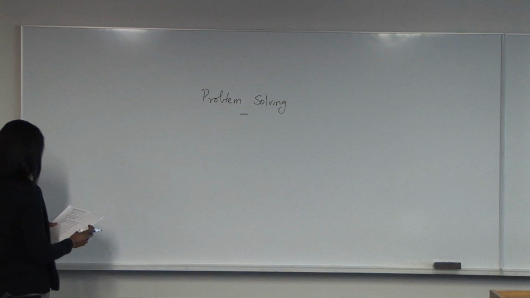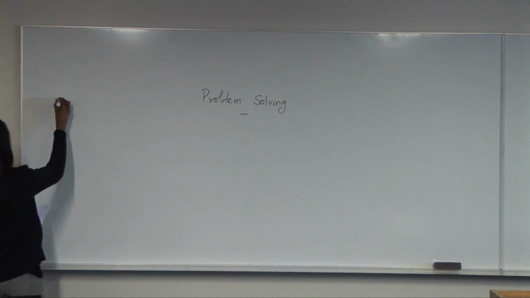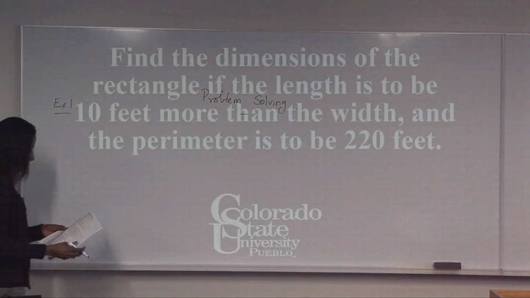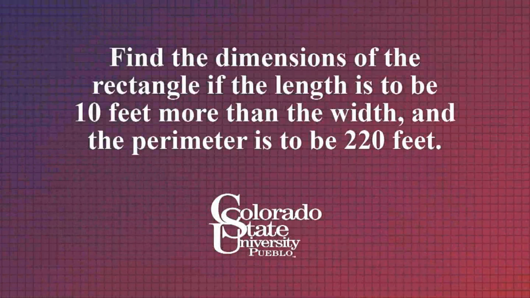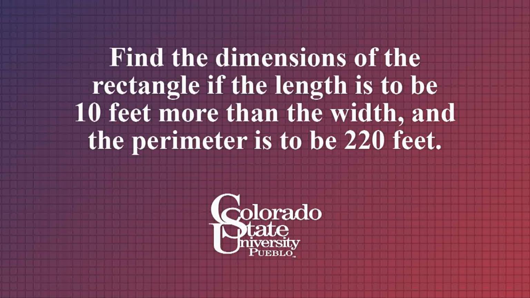So let's start with this one. Example 1. Find the dimensions of the rectangle if the length is to be 10 feet more than the width and the perimeter is to be 220 feet.